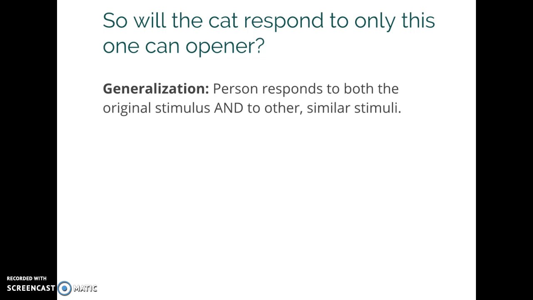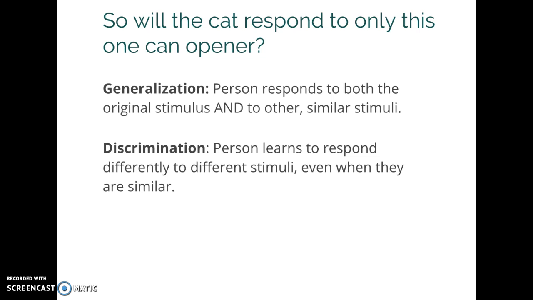The alternative is we sometimes get what is called discrimination. So here the person learns to respond differently to different stimuli even when they are similar. So for example, Joe might discriminate and he might say, you know what, I'm actually generally okay with shrimp except from that one restaurant. I'm not going back to that one restaurant because that's where I got the bad shrimp.